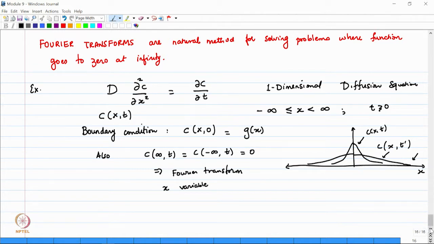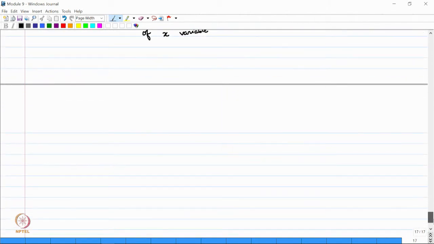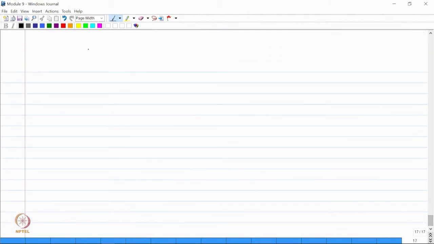Okay. So, you do a Fourier transform of the x variable. There are two variables, x and t, so you leave t as it is and do the Fourier transform of the x variable. Now let us get back to our equation: d times ∂²c/∂x² equals ∂c/∂t.